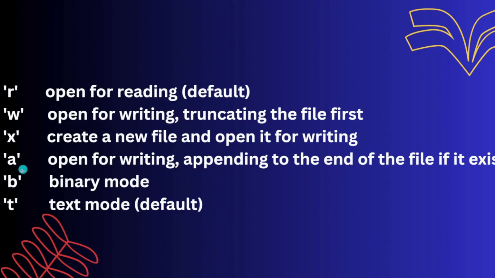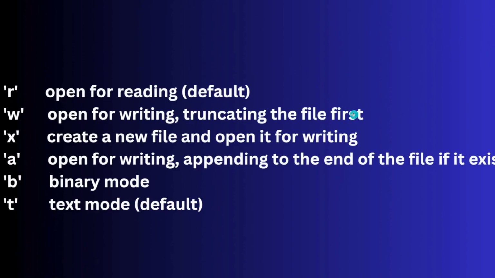But if you want to append, then you have to use A as a mode. That way it will open the file for writing and append the contents to the end of the file. If the file does not exist in both the write and append cases, it will create a new file. If you want to create a new file itself, you can use the option X, which will create a new file and open it for writing. These are the two modes to open the file: B is the binary mode and T is for the text mode. By default, all files will be opened in text mode.